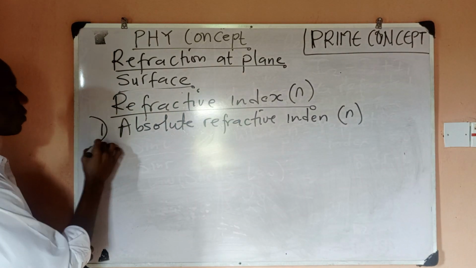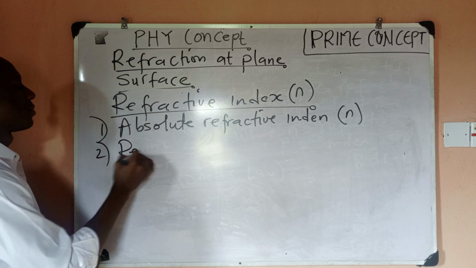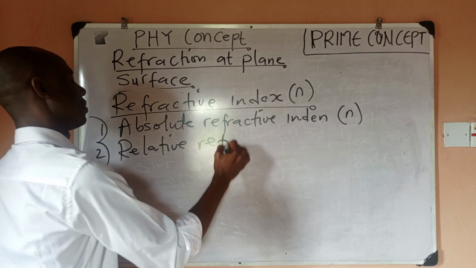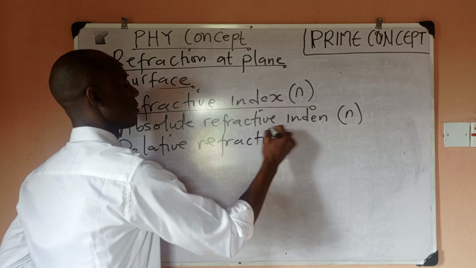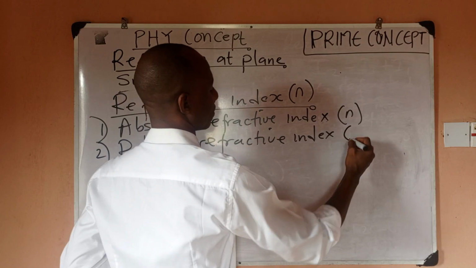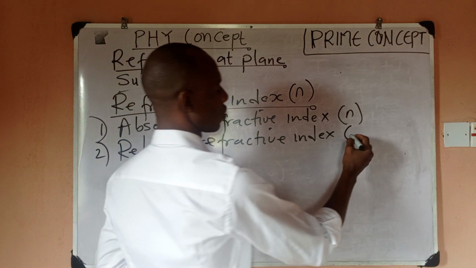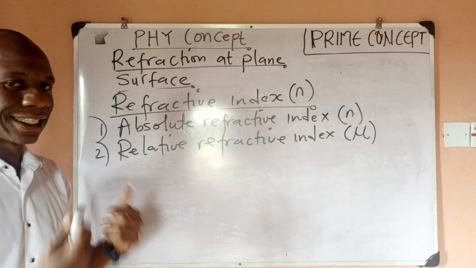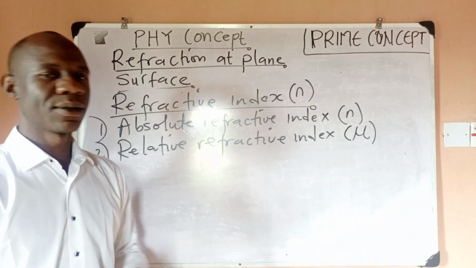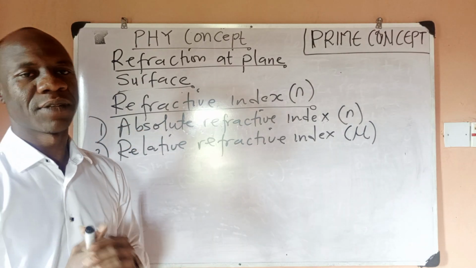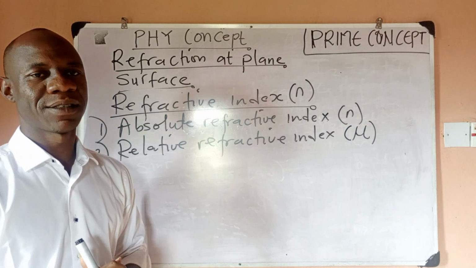Now, number two, we have relative refractive index, right? Which some books denote with this. Some books still use n, right? And then they attach numbers to it. So absolute and relative. Now, what is the difference between these two refractive index?